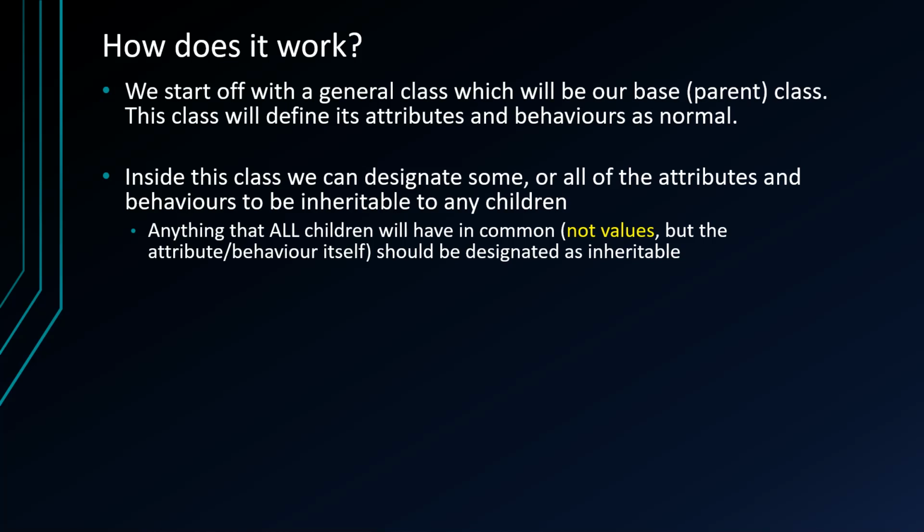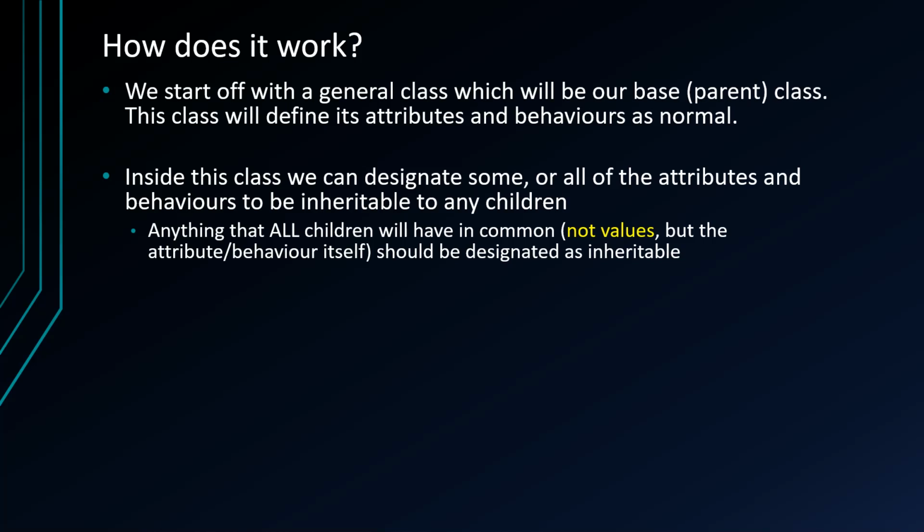So, for example, some attributes, let's go to that pet store for a second. Let's say we have all of the pets have a name and an age. Those would be inheritable because they all have a name and an age. Even though they're going to have different names and a different age. For example, my parents, they have a name and an age.